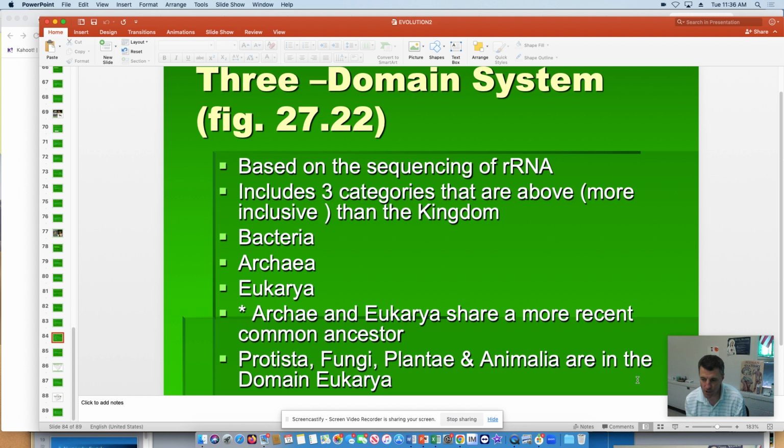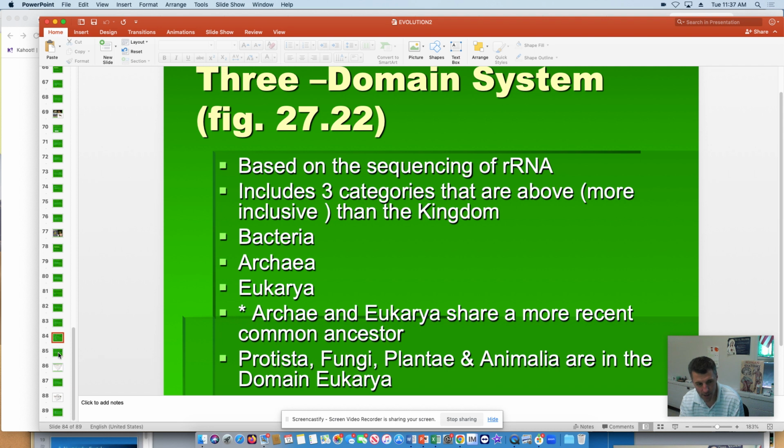And this is a question that will arise a few times. Archaea and eukarya seem to share a more recent common ancestor than they do to bacteria. Okay, so protists, fungi, plants, and animals are all in the domain eukarya. So when we were saying that we had a five kingdom system, four of those five kingdoms are actually in this one domain. Okay. And then the more primitive things, or simpler, I should say, are bacteria and archaea.